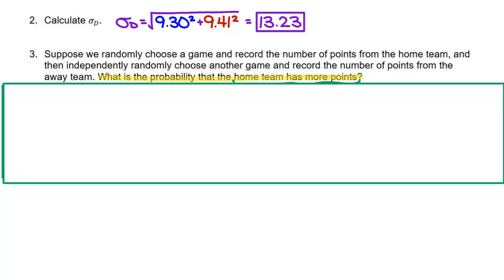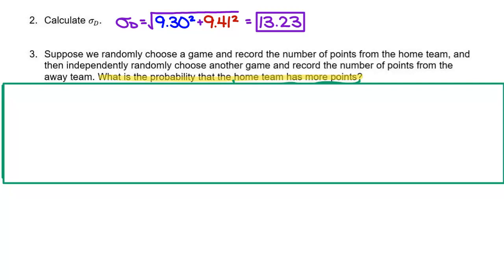What should go right down the center of the curve? The mean, which is 2.08. You need to label this. This is what kind of distribution? Normal, so you're going to put a big capital N. What goes inside the parentheses next to the N? Mean of 2.08 and standard deviation of 13.23.